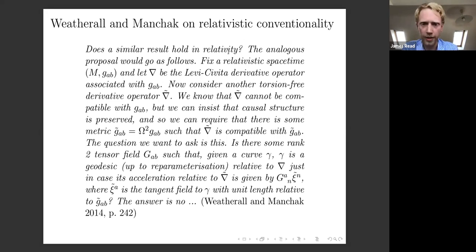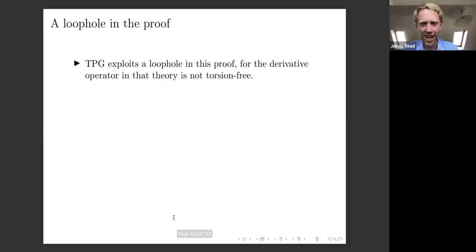When they're thinking about Troutman recovery, they write this: does a similar result hold in relativity? The analogous proposal would go as follows: fix a relativistic spacetime and let nabla be the Levi-Civita derivative operator compatible or associated with G. Now consider another torsion-free derivative operator, ... The answer to the question, does a similar result hold, is no. But you can see that they kind of shut off the possibility by fiat here. So teleparallel gravity exploits a loophole in this proof because the derivative operator of the theory is not torsion-free.